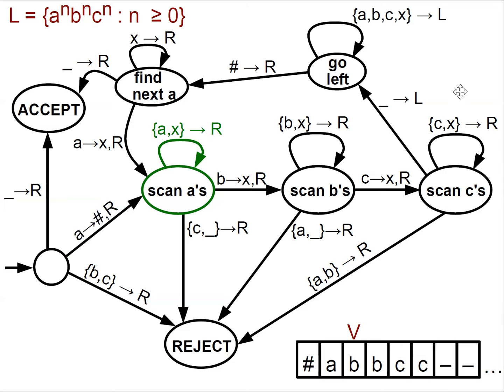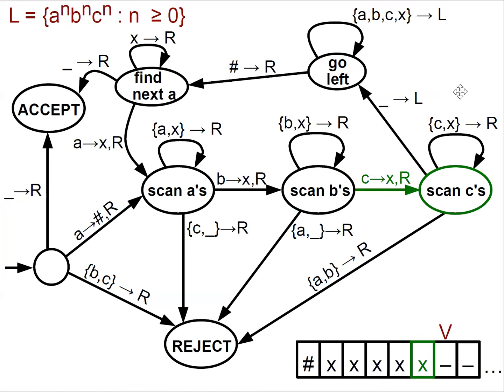We have a B, so we're going to move to the state scan B's. So we go to scan B's. Then we move to scan C's. And then if I see a blank under the head, I'm going to move to the state go left. The purpose of this is just to continue to go left until the marker. That's why I put a pound to mark the beginning. Then I do one more pass on this. I'm going to cross off this A, this B, and this C until I get here.